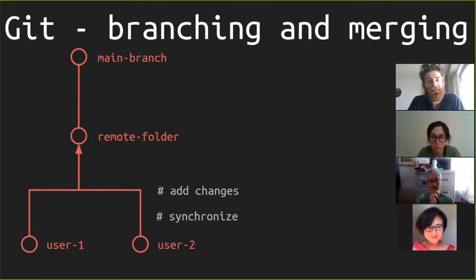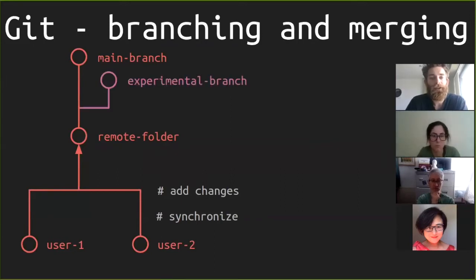The difference in GitHub is that it allows having one, two, as many branches as you want. So user 1 and user 2 are both adding changes and synchronizing to a remote folder, which at the moment only has one development branch. Say we come out with an experimental branch. This happens pretty commonly in software, where you might have an alpha and a beta version of a particular software, and you want to do some A/B testing on it, for example.